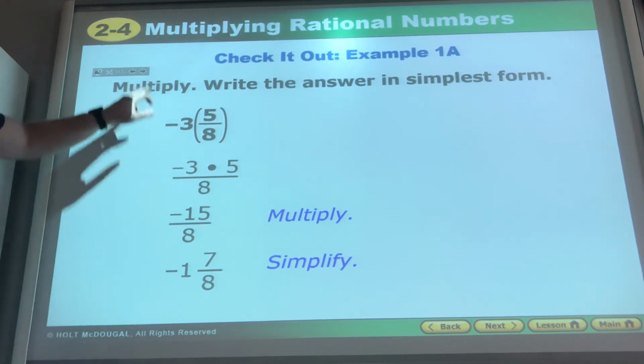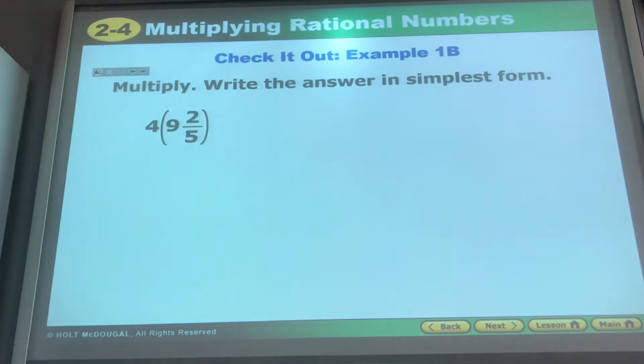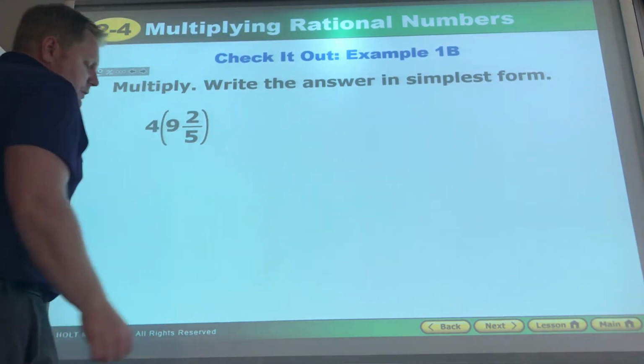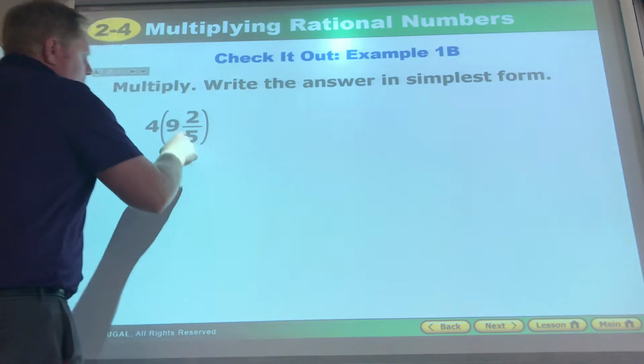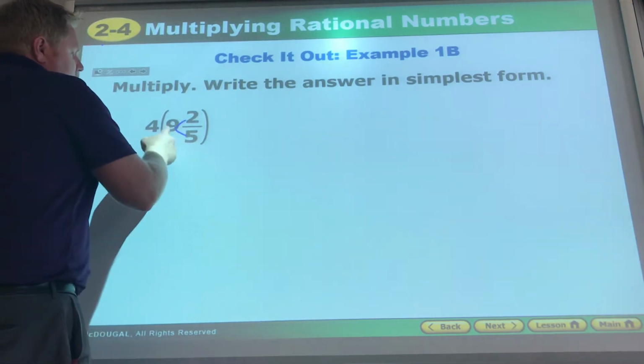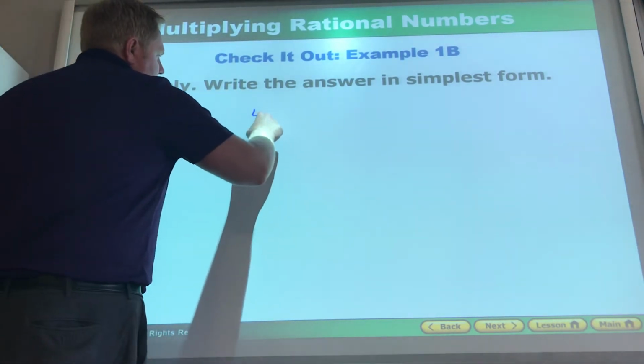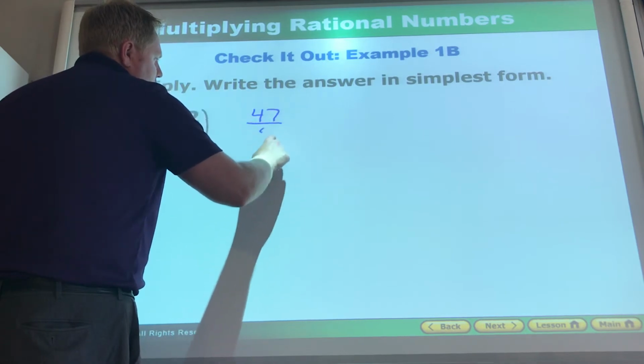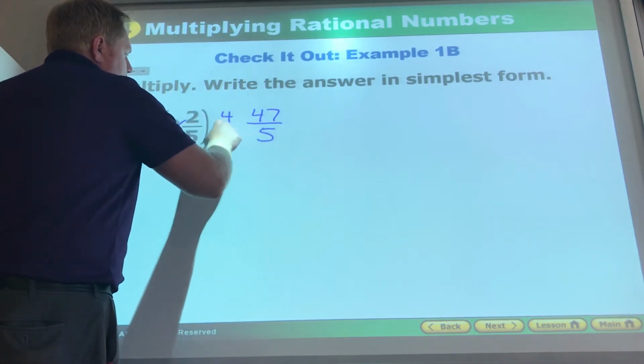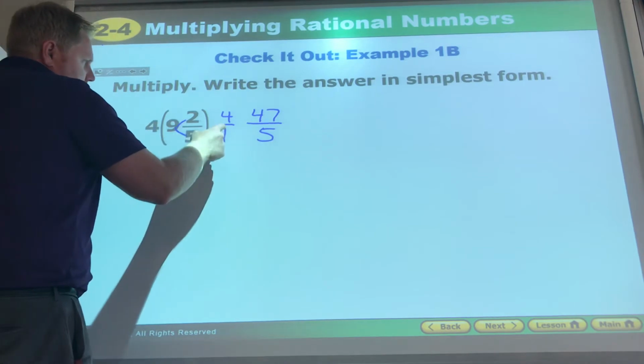Negative 1 and 7/8. Here we are, another one where we start with a mixed number. Use our triangle method. That's 45. So this is 47 over 5. This is 4 over 1. That number is 4 over 1.